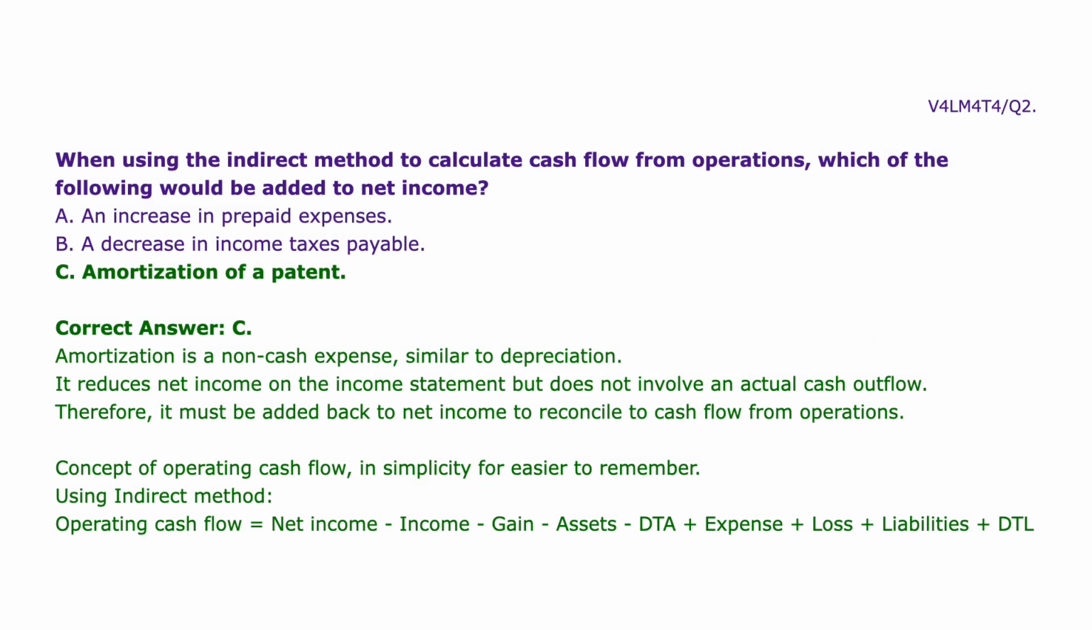Amortization, a non-cash expense like depreciation, reduces net income but doesn't involve cash outflow. It's added back to net income to reconcile to cash flow from operations using the indirect method.